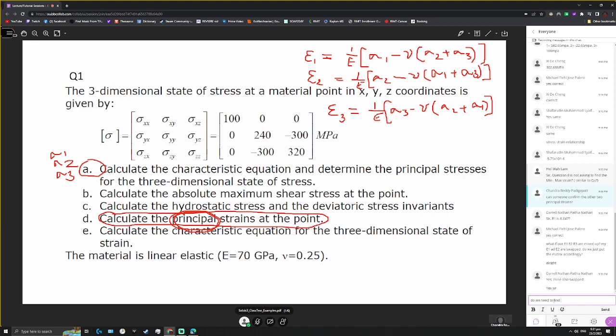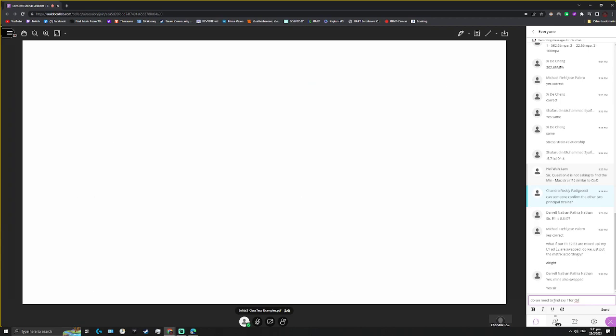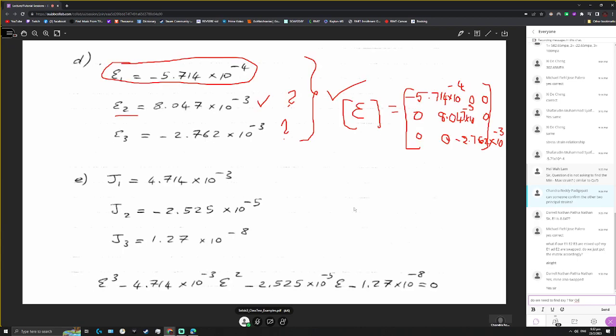So the next question is asking you to calculate the characteristic equation for the three-dimensional state of strain. Okay, so part one is for the stress. Now part E, you need to calculate the characteristic equation for the strain. To do this for the state of strain, we now know the strain values. We know the three principal strains. So calculate from the strain tensor.